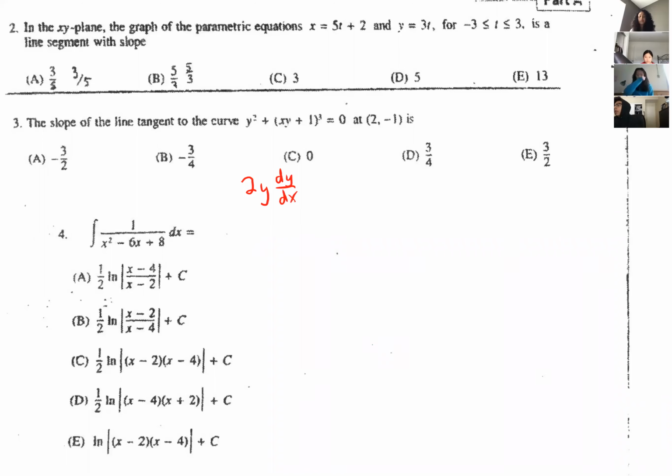Plus, I'm going to do chain rule for this part. So I bring the 3 to the front, keep the inside the same. Subtract 1 from the exponent. And then multiply by the inside function, which is xy plus 1.